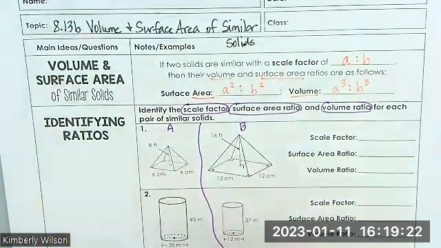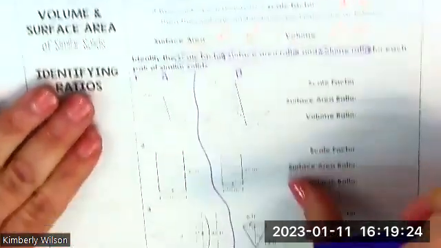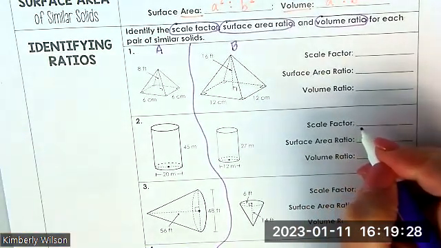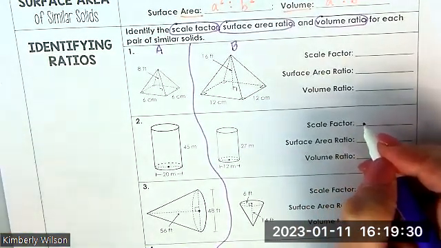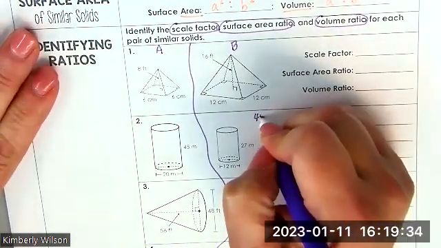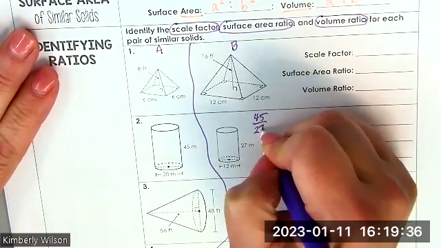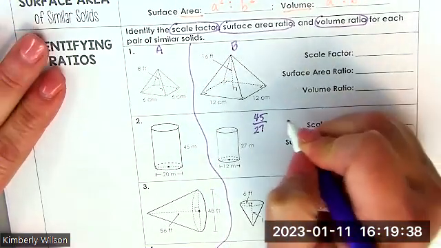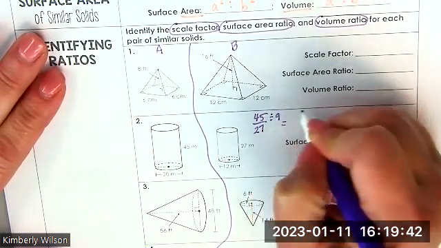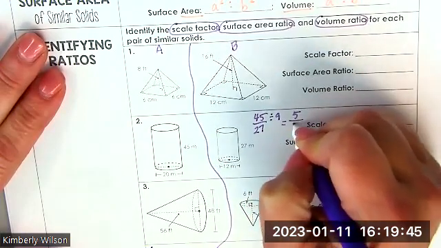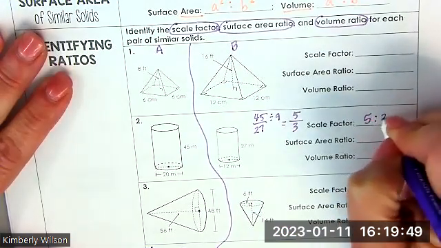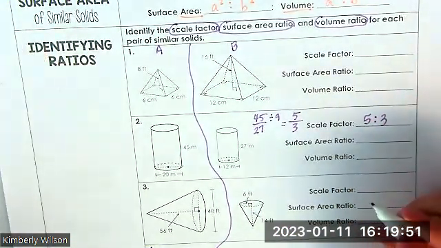Okay, so let's jump to number 2. For scale factors, I'm going to take one of the linear sides and set it up. So I'm going to have 45 over 27. If I divide by 9, that gives me 5 over 3, the ratio 5 to 3. So that gives me my scale factor.